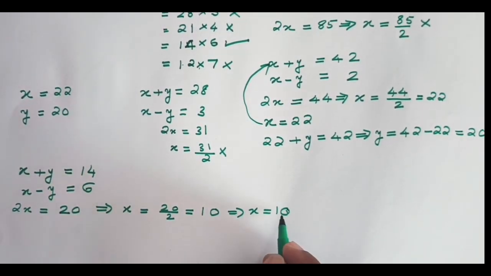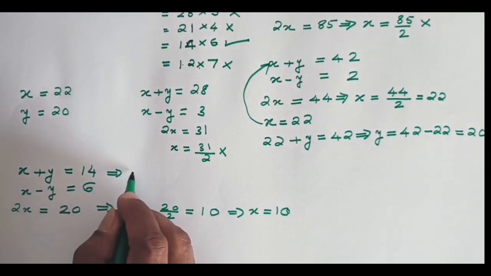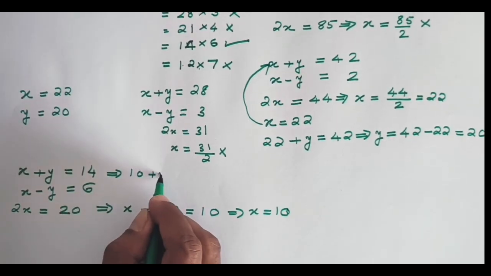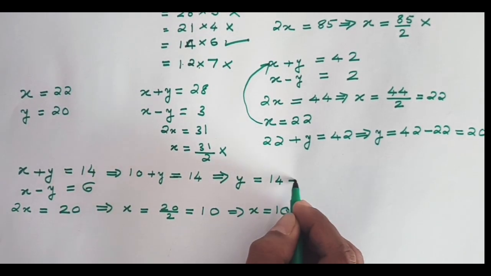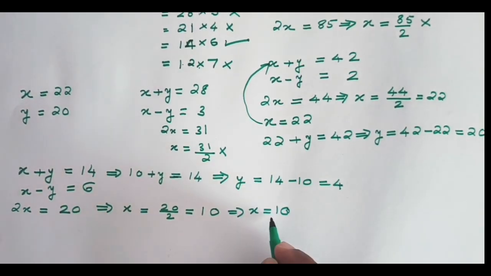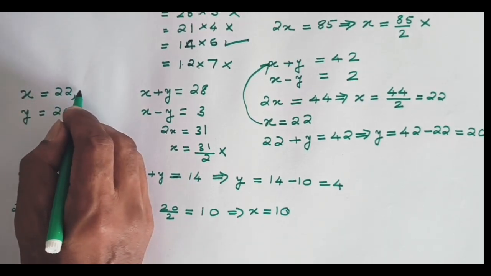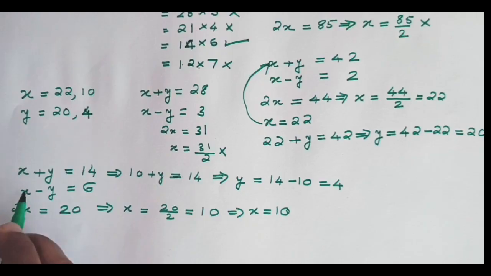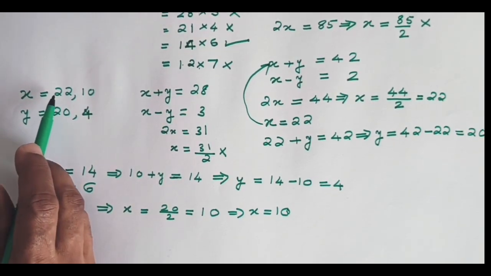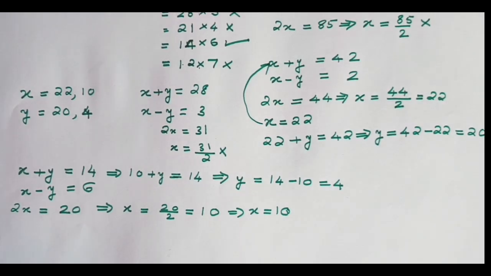Now how do you find y? Substitute x equal to 10 in this equation. Plugging in x equal to 10 here, you have 10 plus y equal to 14, which implies, taking 10 to the right side, 14 minus 10, which is 4. So x is equal to 10, y is equal to 4. That is the second pair of solutions. x is equal to 10, y is equal to 4. So there are two pairs of solutions, 22 and 20, and 10 and 4. These are the solutions of the given equation, x squared minus y squared equal to 84.